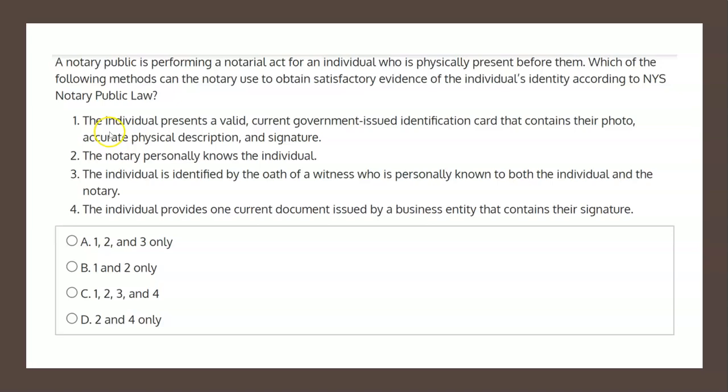Method 1. The individual presents a valid, current government-issued identification card that contains their photo, accurate physical description, and signature. This is an excerpt from Section 182.5, subsection B, found in the Notary Public License Law booklet, and it details various methods that notaries public can use for satisfactory identification of an individual.